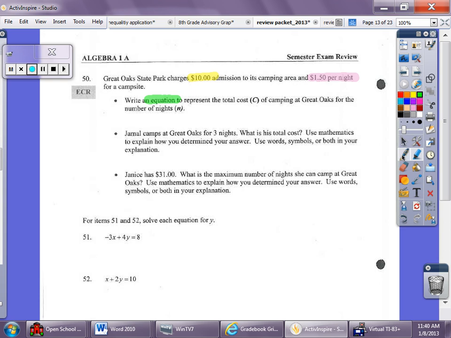So the cost is going to be equal to how many nights we camp, and it's $1.50 per night, so that's $1.50 n, plus we also have to pay that extra $10. Now another acceptable answer here would also be y equals $1.50 x plus 10, where y represents the cost and x represents the number of nights.